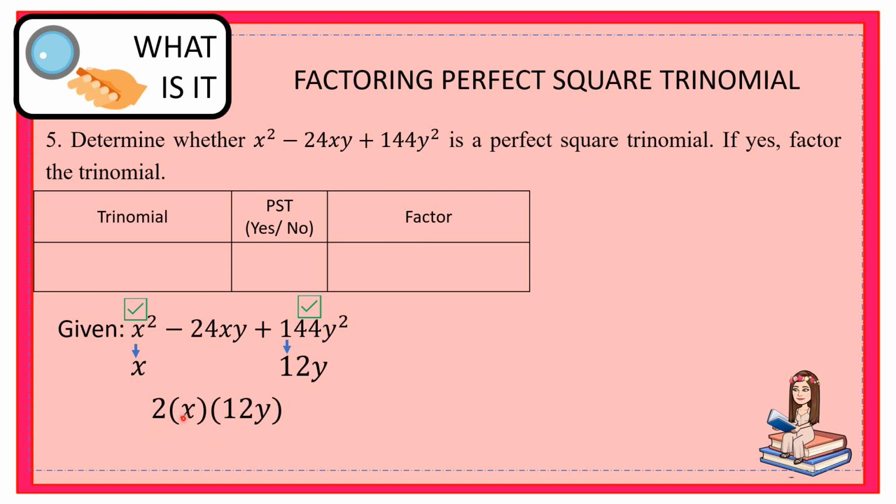24 times x is 24x. 24x times y is 24xy. Match? Yes. Okay, then we can proceed. How do we get the factor? Remember, this is a perfect square trinomial.